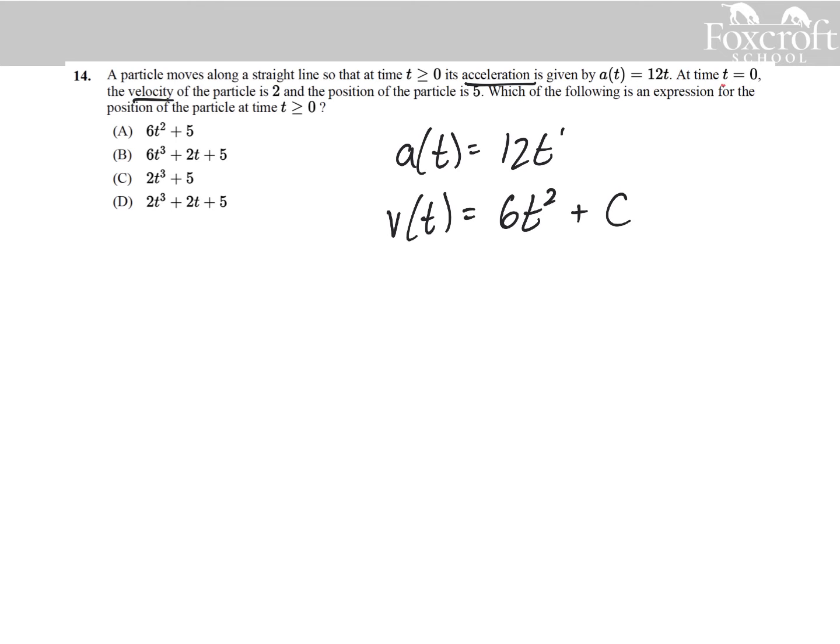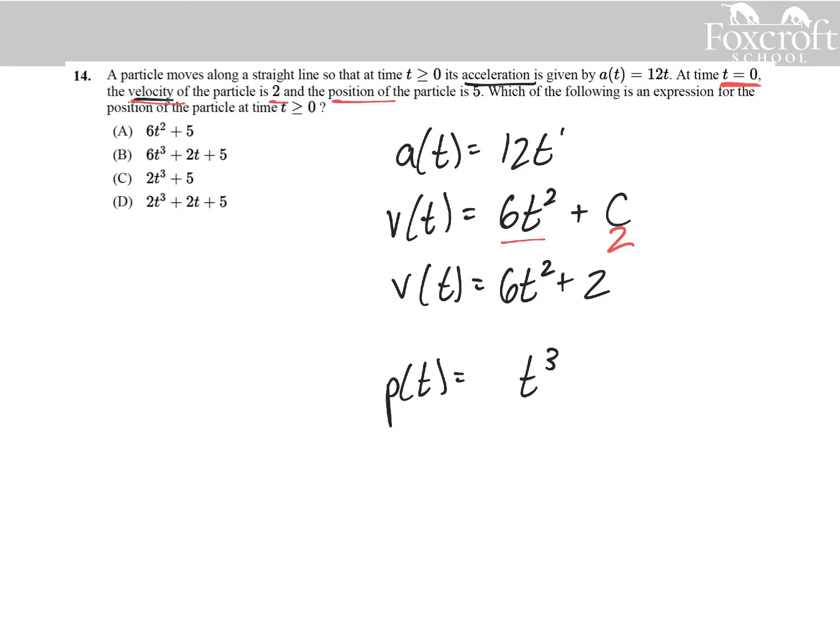But they told us at the start, when I plug in 0, which would make this go away, the velocity should be 2. So it's actually telling me that the c should be 2. And then to get from our velocity to our position, we do another antiderivative. So it's going to be t cubed. 6 divided by 3 is 2, plus 2t plus c. And they tell us that our position at the start is 5, again, because if I plugged in 0, all this would go away. It's basically telling me that the c value is 5. So I'm just looking for the one that matches, and that looks like it is D.